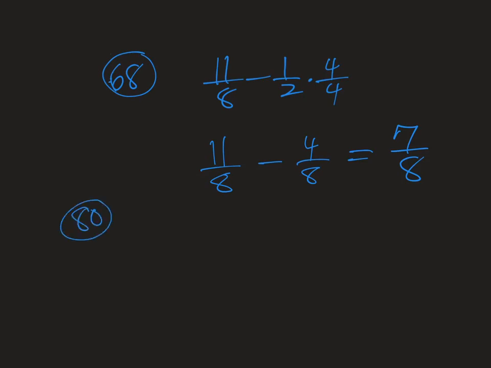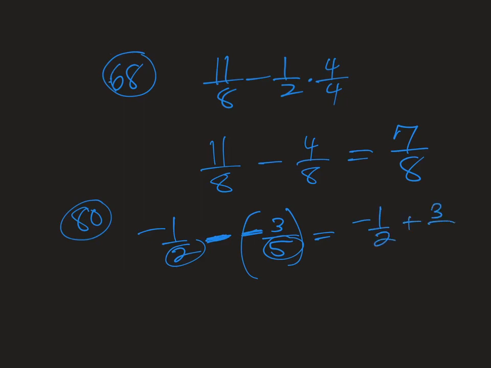Number 80, you have negative 1/2 minus negative 3 over 5. So in this case, you have to deal with several issues. The first is you have to get your signs in order, and then you also have to get your denominators in order. So let's get our signs in order. It becomes negative 1 over 2 plus 3 over 5. So that's good. But now we look at 2 and we look at 5 and we say we don't have a common denominator. We need a common denominator.